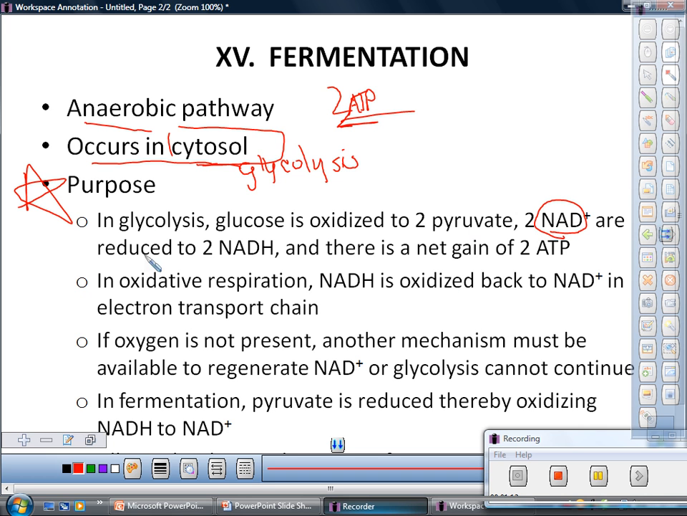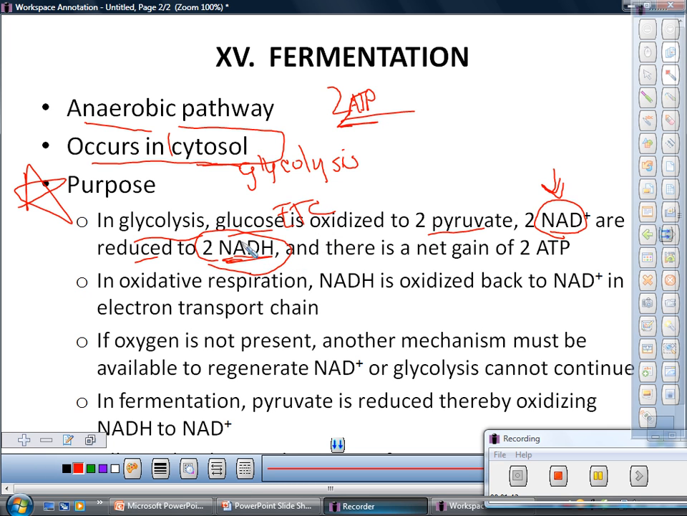That's the real purpose. See, in glycolysis, if you remember correctly, glucose is oxidized to 2 pyruvic acids, or pyruvate. Okay, so we are going to change glycolysis, break it down, and we get 2 pyruvic acids. At the same time, here's what we got in glycolysis. 2 NAD pluses receive the electrons from that broken glucose and were reduced to 2 NADHs. Okay, and remember, these 2 NADHs, they headed over to the ETC. Okay, so they went over to the electron transport chain.